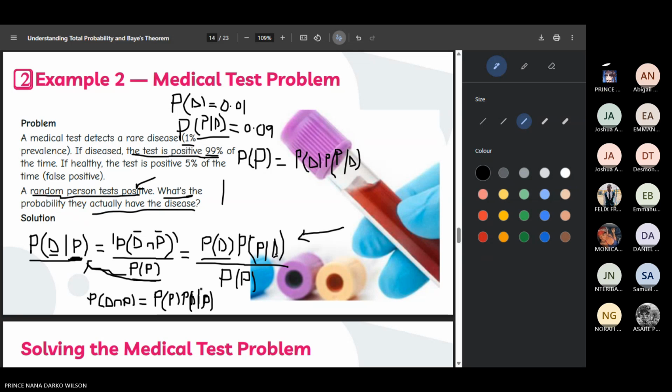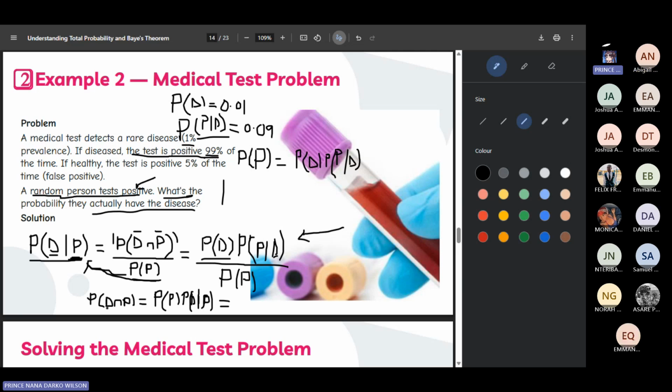Inversely, we may also write this, remember the intersection is the same across the board. The probability of D intersection P is the same as multiplying the probability of P times the probability of D given P. It's also the same as multiplying the probability of D by the probability of P given D. Mr. Desmond, do you agree to this? Yes, Mr. Iman.